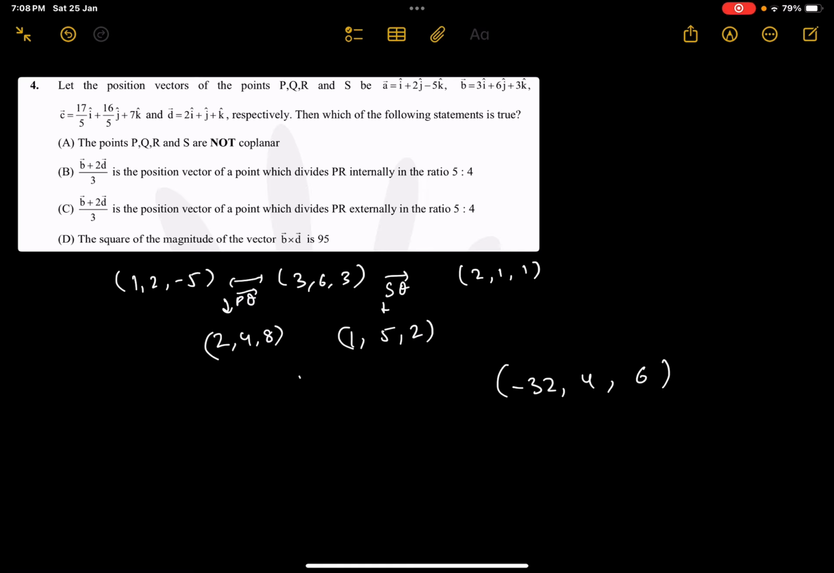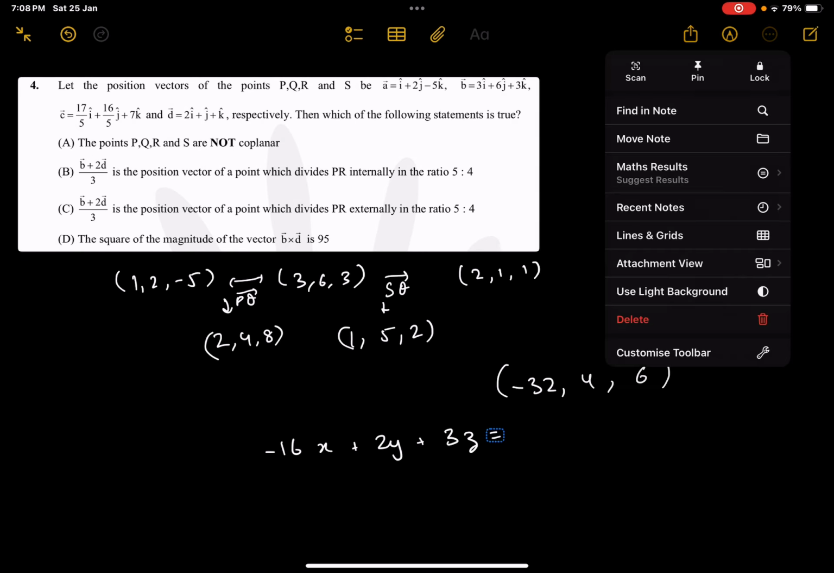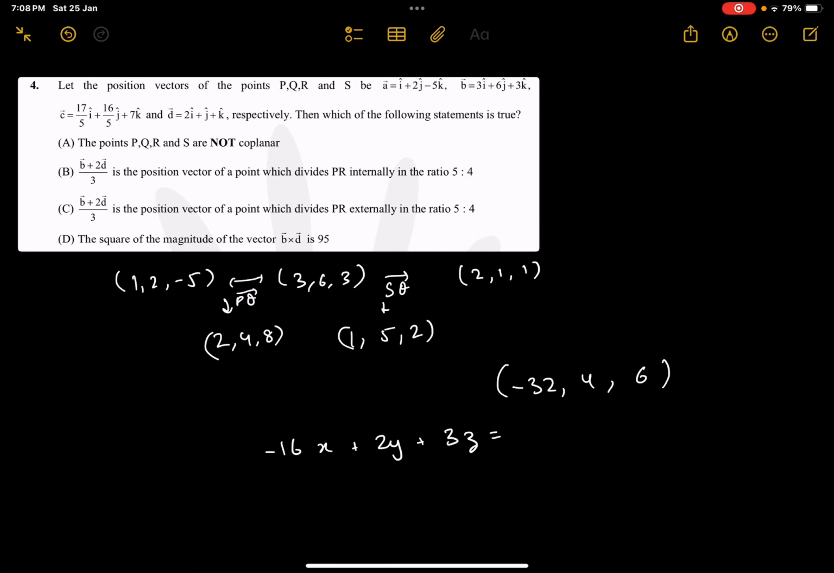So we now have a vector perpendicular to our plane. Let's first divide this whole thing by 2 to get x plus 2y plus 3z, and we'll also need a point. So let's say this is our point, so this will then be -32 plus 5, so this is -27. So now we have the plane containing P, Q and S.